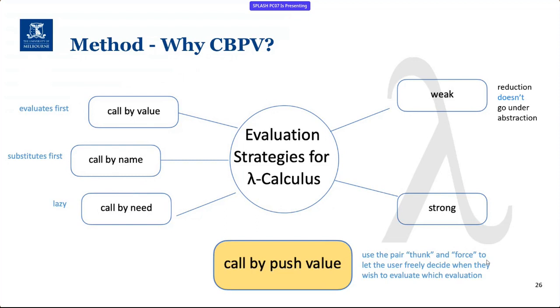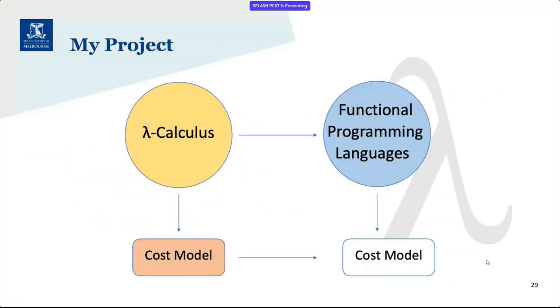This means using call by push value, we can actually simulate call by value and call by name and call by need and things like that. So if we can have a cost model for call by push value, we can extend it to cost models for call by value and call by name. Coming to my project, I'm interested in cost models for Lambda-calculus and in fact call by push value Lambda-calculus.